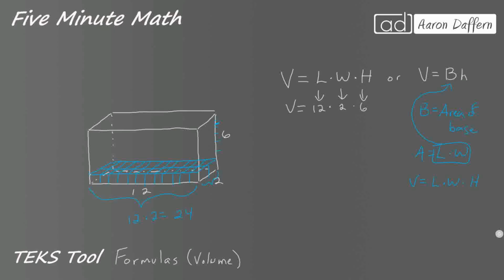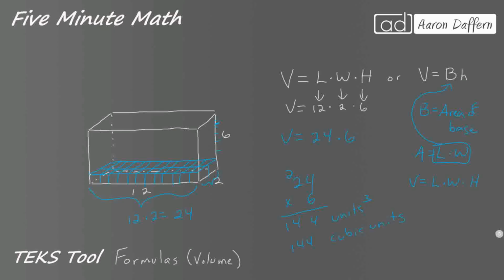But either way, for this particular one, we are going to see that it's 12 times 2, that's that 24. We need to multiply that by 6. So if we do 24 times 6, that's going to get you 144. And then we would say cubic units. So we could say units cubed or 144 cubic units.